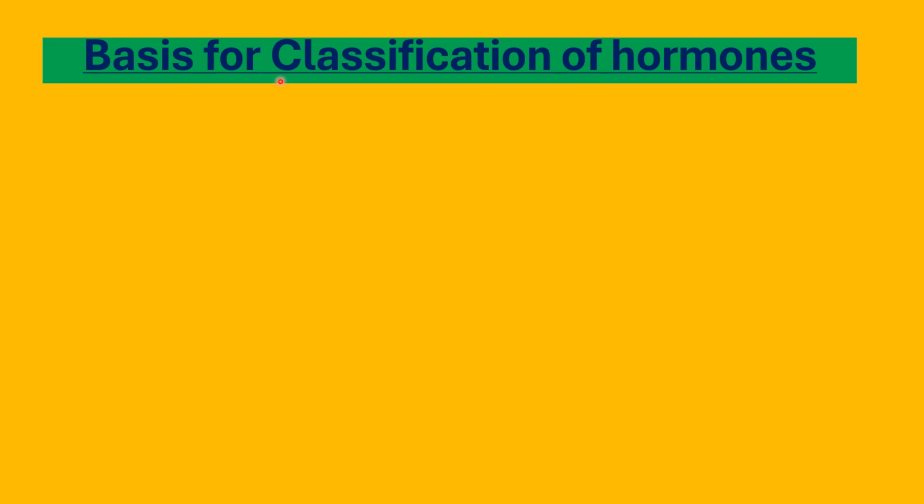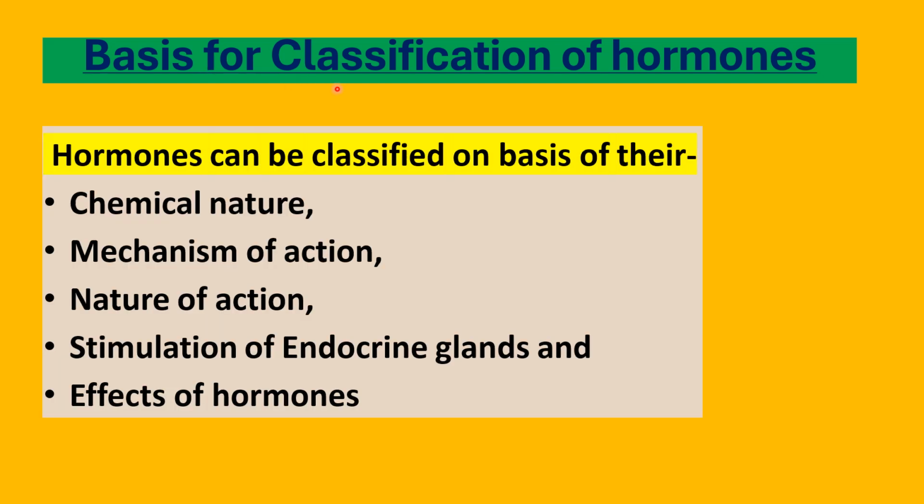Now coming to the classification of hormones. Hormones can be classified in various ways, like on the basis of their chemical nature or structure, mechanism of action, nature of action, stimulation of the endocrine glands, and effects of hormones. But in today's video, we will only see the classification based on the mechanism of action.